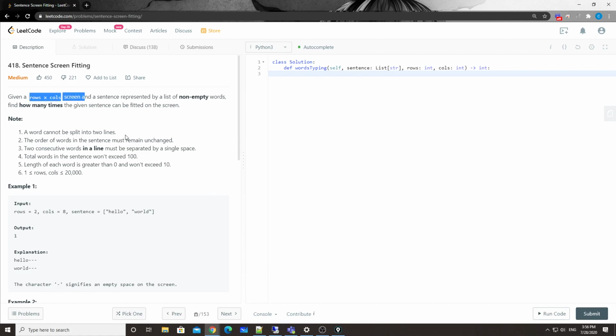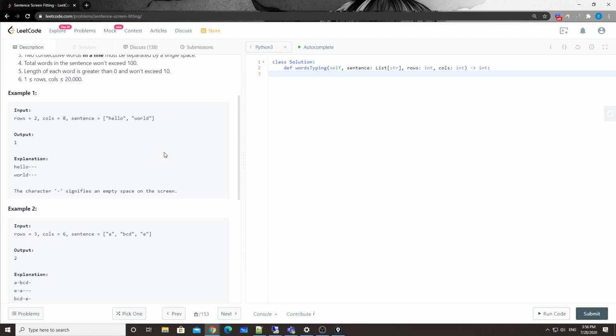So the way it's being fit is like this. First, a word cannot be split into two lines. Basically, you can only put one word into one row, and two consecutive words must be separated by a space in the same line.